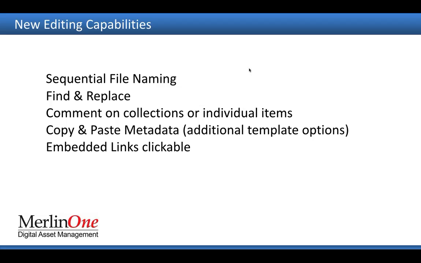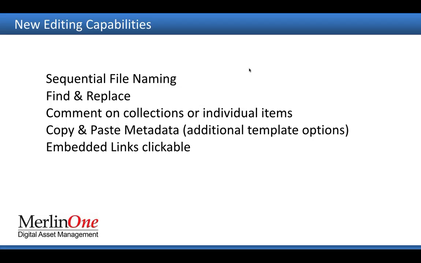We have a new commenting feature, so you can comment on collections or on individual items, and I'll talk about that. That's great for collaboration. You can copy and paste metadata, so you can copy metadata from one record to another, and we also have the addition of templates for metadata. I know we have templates currently, but they only exist in the edit multiple area. We've also added templates to the upload form.